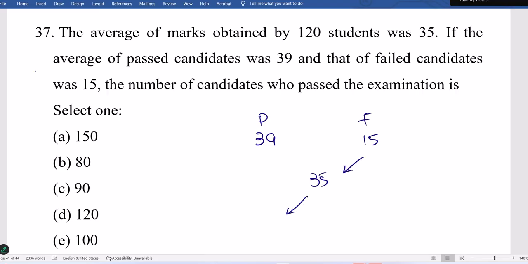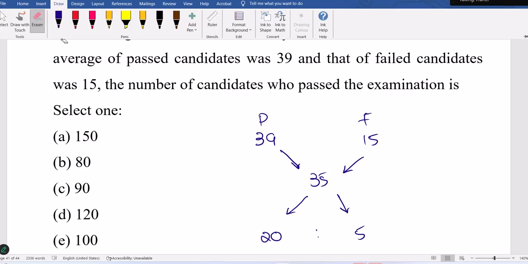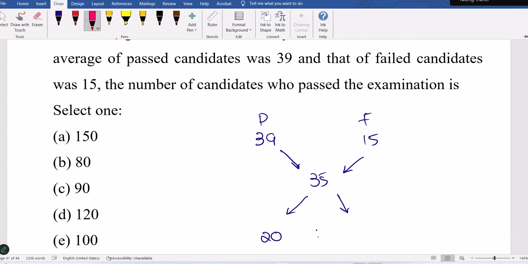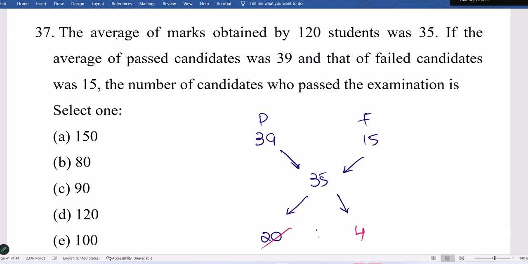So the difference should be put on the opposite side, 20. This difference is 4. This is nothing but 5 is to 1. Total 120 students are distributed in 5 is to 1. So 5 is to 1 means 6. 6 related to 120 means we have to multiply by 20.